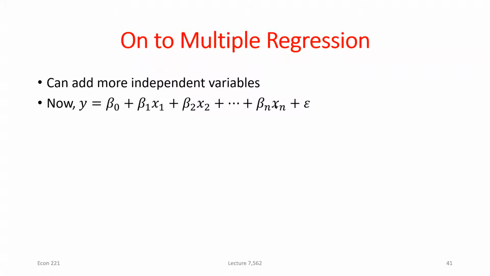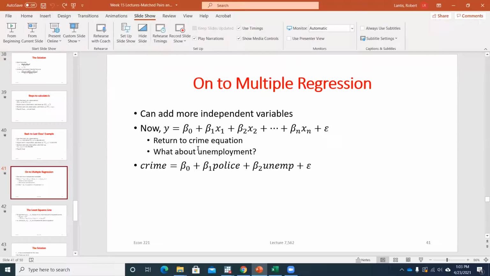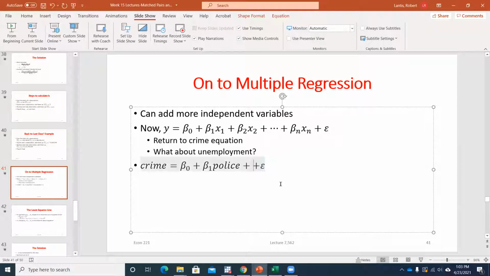Now we can include as many variables as we want here, X all the way up to N. At this point I'll introduce the idea of causation and correlation. Let's say I had just run the simple linear regression with only police expenditures, and I end up finding that beta 1 is positive. Why would it be that if I spend more on my police force, crime actually goes up?